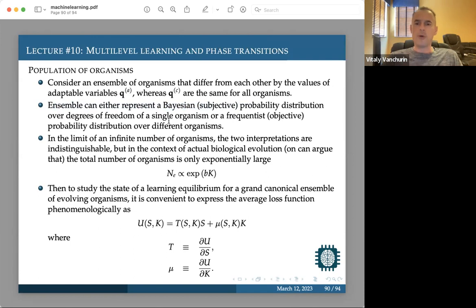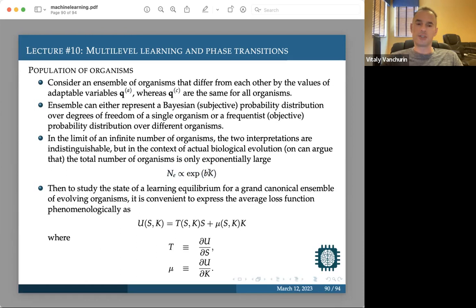And this works well when we have many organisms, and they're the same if you have many attempts to perform your experiment where the probabilities are involved. In our case, that's not the case. We have only a finite number of organisms. And what we're going to assume, this is the assumption we're going to make, is that the number of organisms is exponentially large with the number of the trainable variables, adaptable trainable variables that organisms have.